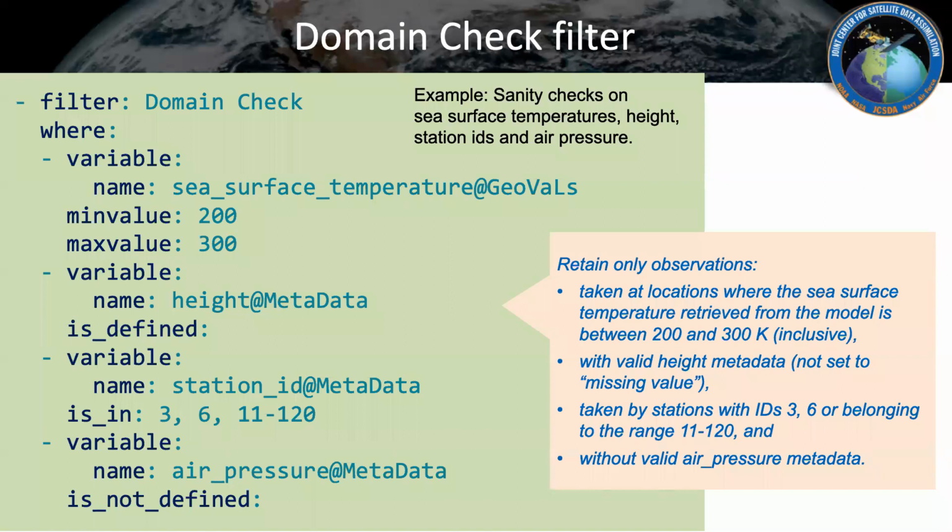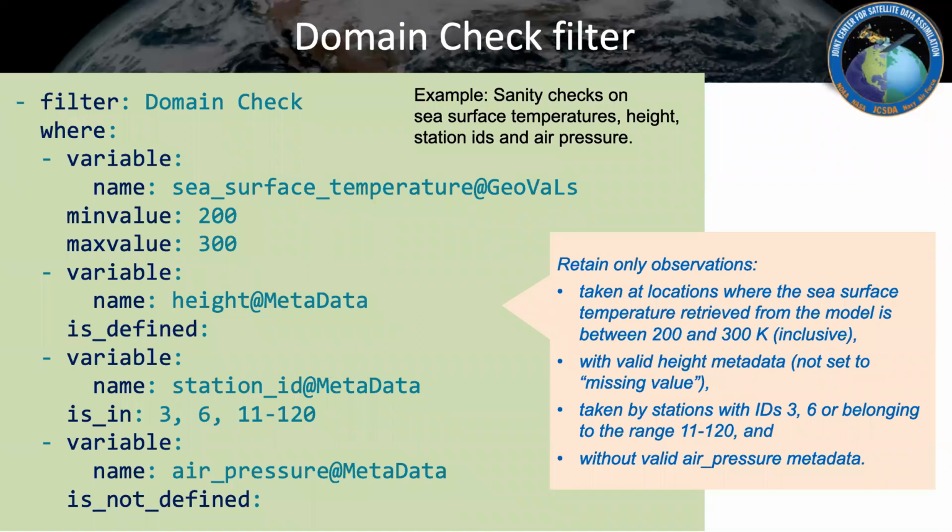And when we have multiple criteria that we all group together under that where statement, all of those where clauses go through an and operation, or basically the net result is the intersection of all of the different statements that you specified. So in this case, we want to do sanity checks on some of our data that's going into a system. And we want to do sanity checks probably on buoy data. And we want to look at the sea surface temperatures, the height, the station IDs, and the air pressure.